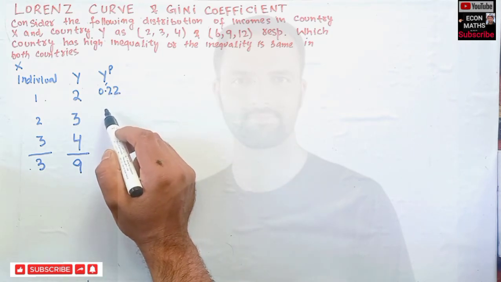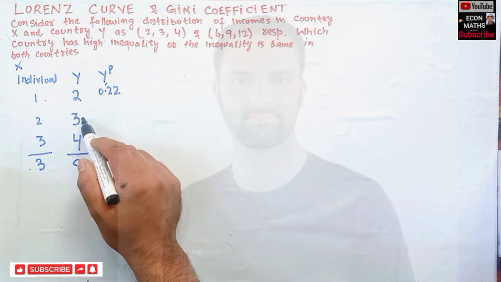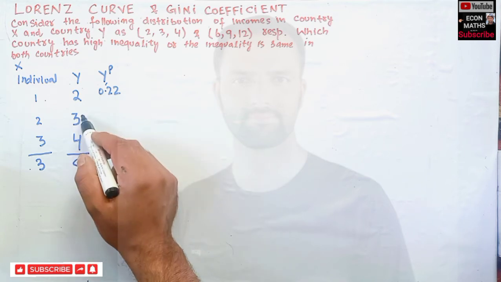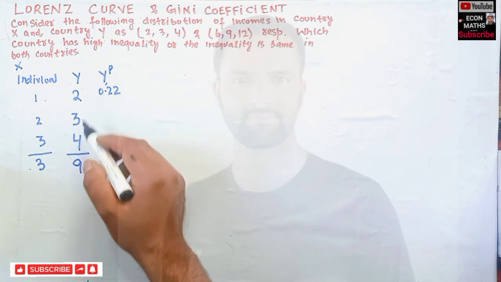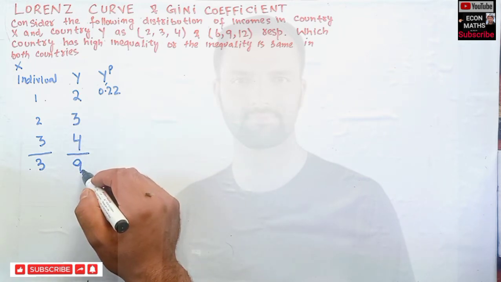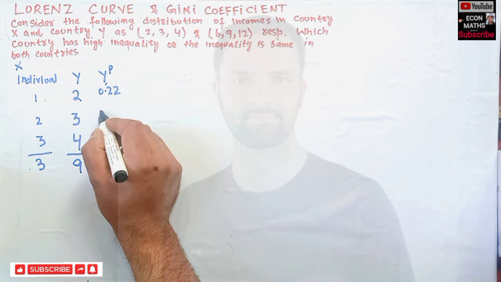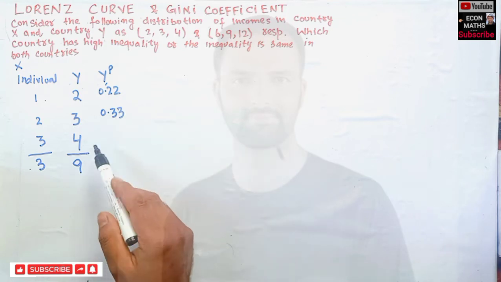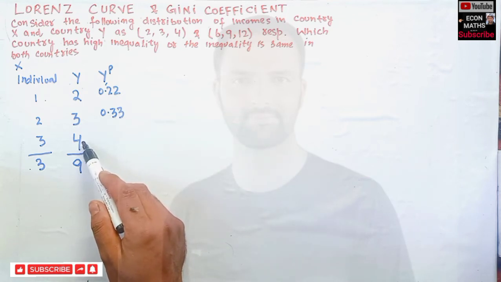Similarly, the proportion of income owned by the second individual would be equal to 3/9. That is, the percentage of income owned by the second individual is 3/9, which comes out to be 0.33. Similarly, the income owned by the third person is 4.